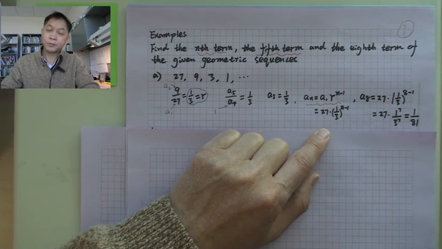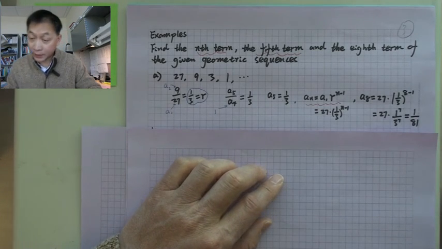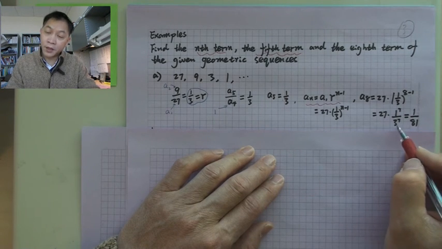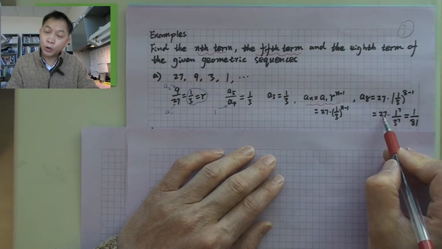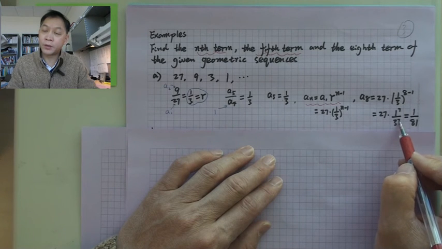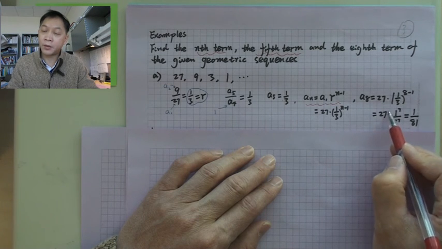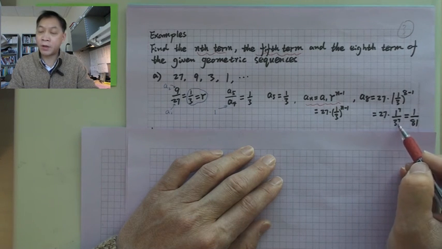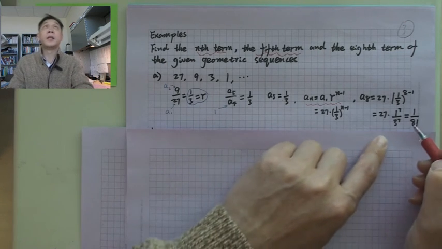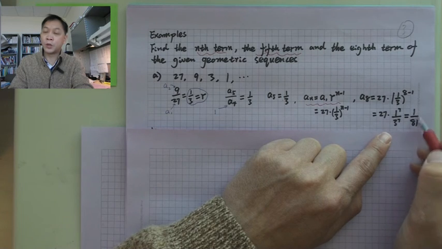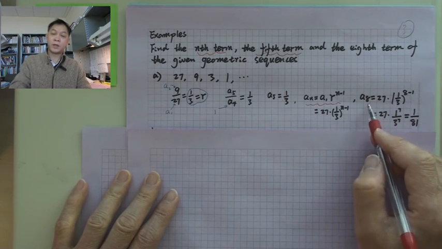And then you have 1. But down here, you can calculate that. 27 is 3 cubed. And here is 3 to the 7th. So 7 minus 3, because the 3 cubed exponent is 3. So you have 3 to the 4th. And 3 to the 4th is 81. So it's 1 over 81. That's for A8.